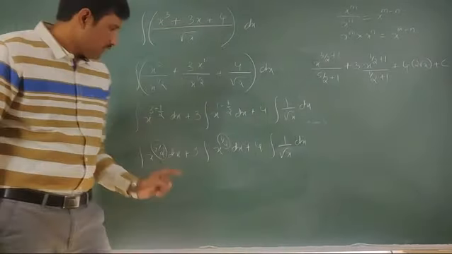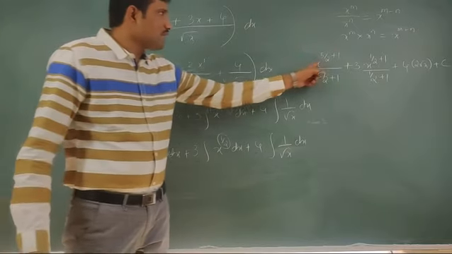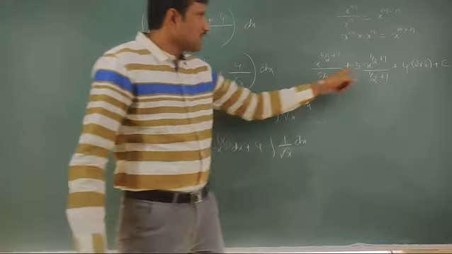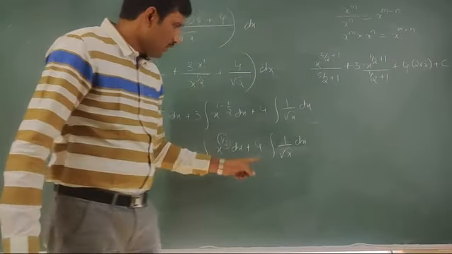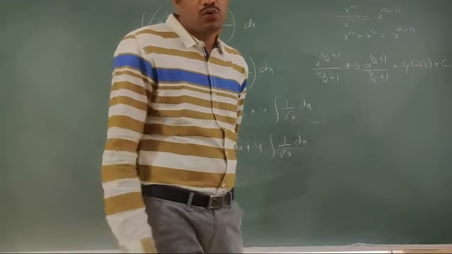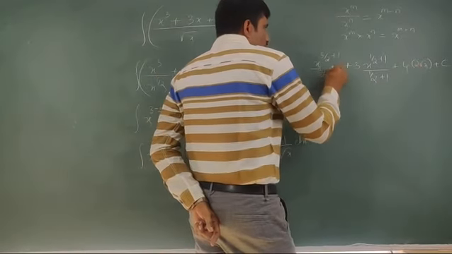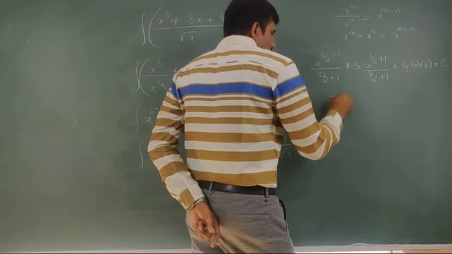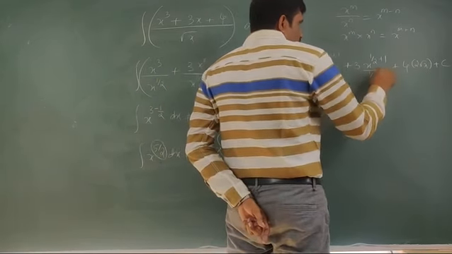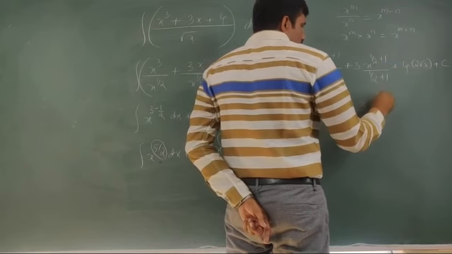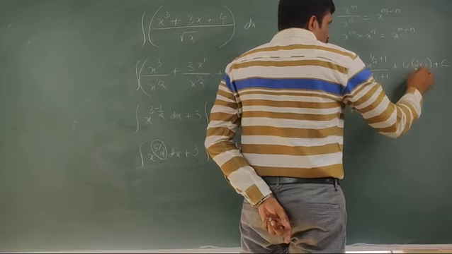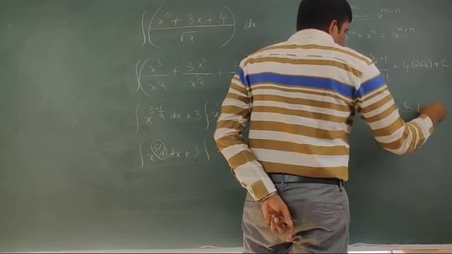Is it clear, friends? So integration of x raised to n is x raised to n plus 1 by n plus 1. So 3 into integration of x raised to n plus 1 by n plus 1, and 4 into integration of 1 by root x, which is 2 root x. Now it is x raised to, 2 ones are 2, 2 plus 5 is 7 by 2 divided by 7 by 2, plus 3 into x raised to, 2 ones are 2, 2 plus 1 is 3 by 2 divided by 3 by 2, plus 4 twos are 8 root x plus c.